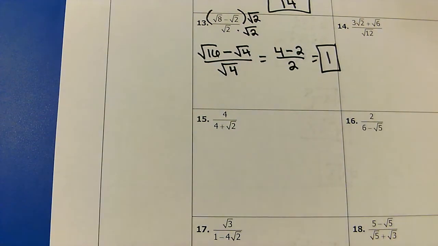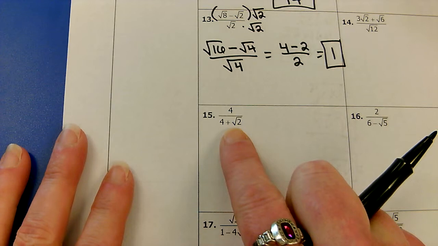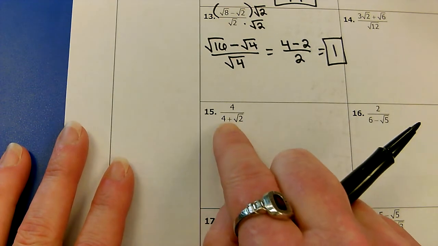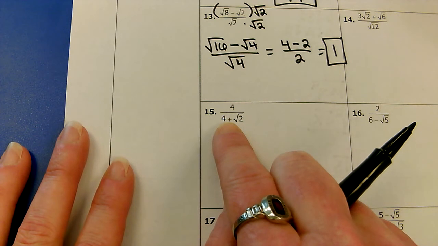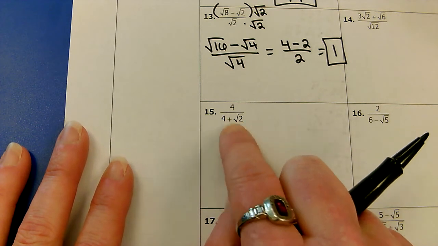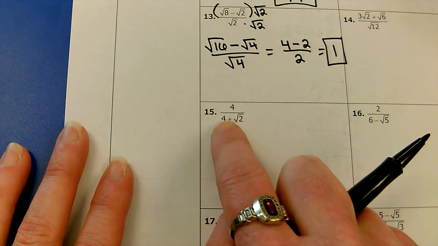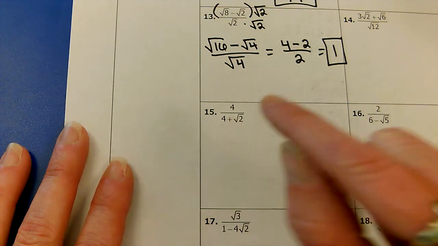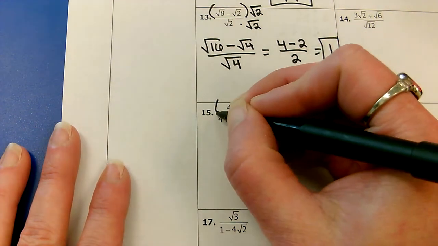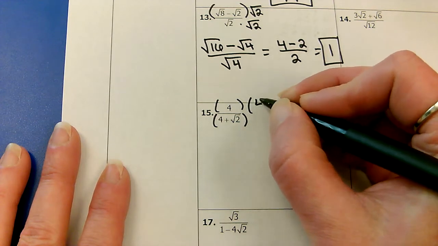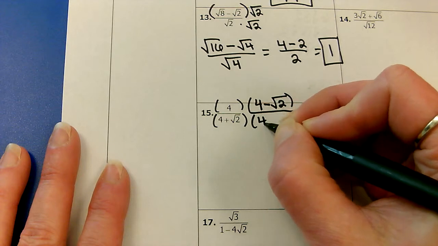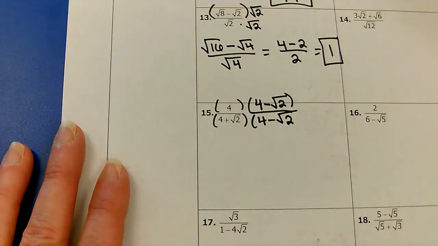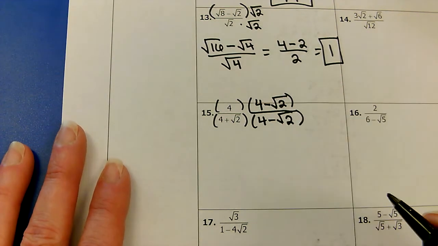Last but not least, the funky ones. So, notice that we have this addition or subtraction in the denominator. We are going to multiply by what is called a conjugate. It's almost like that denominator, but instead of 4 plus the square root of 2, I'm going to multiply the numerator and the denominator by 4 minus the square root of 2. And let's watch the magic that happens when I do that.